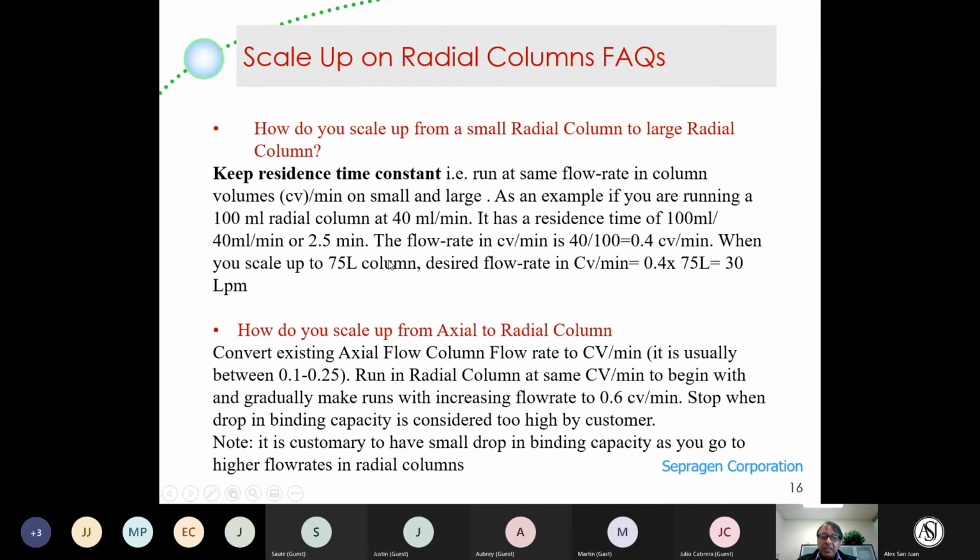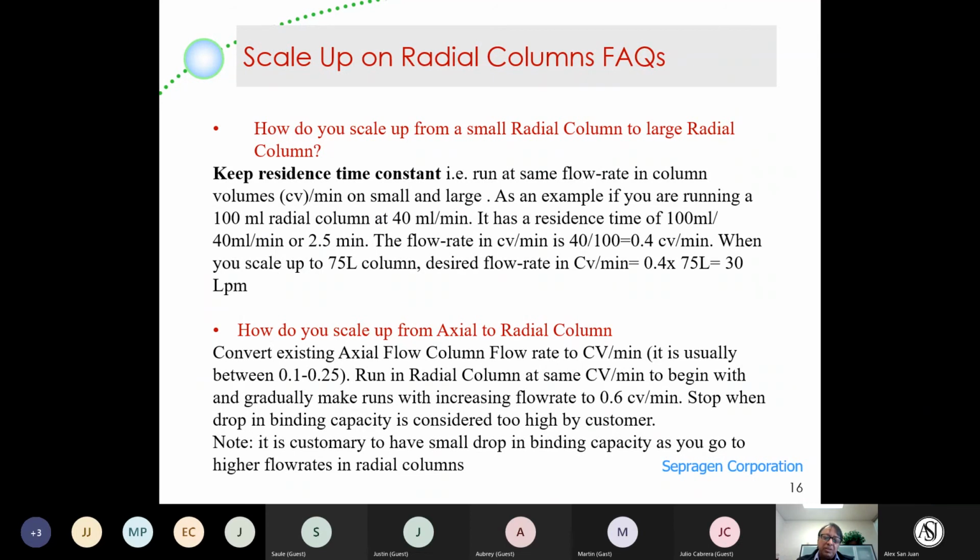Whereas if you scale up now to a 75-liter column at 0.4 bed volume per minute times 75 liters, you'd be running that process at 30 liters per minute, and your separation should be exactly the same. We say that when you convert from axial to radial, you do exactly the same thing. That's where you start.